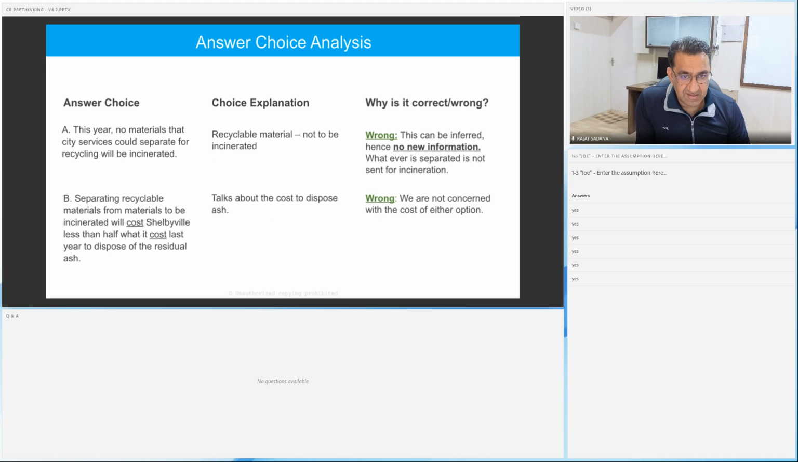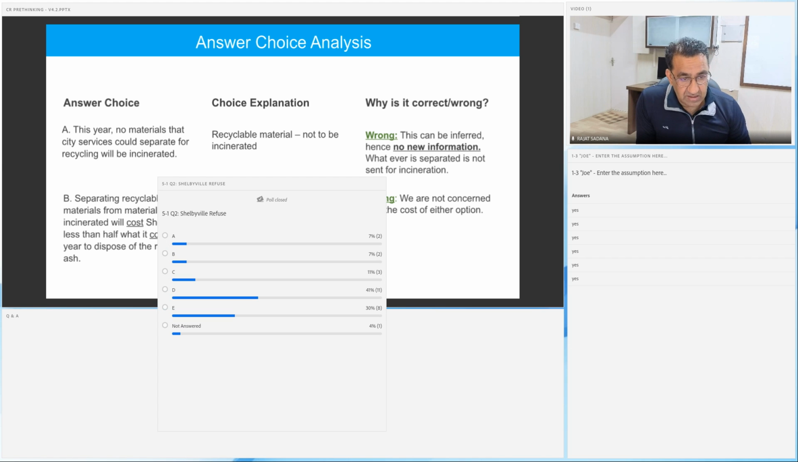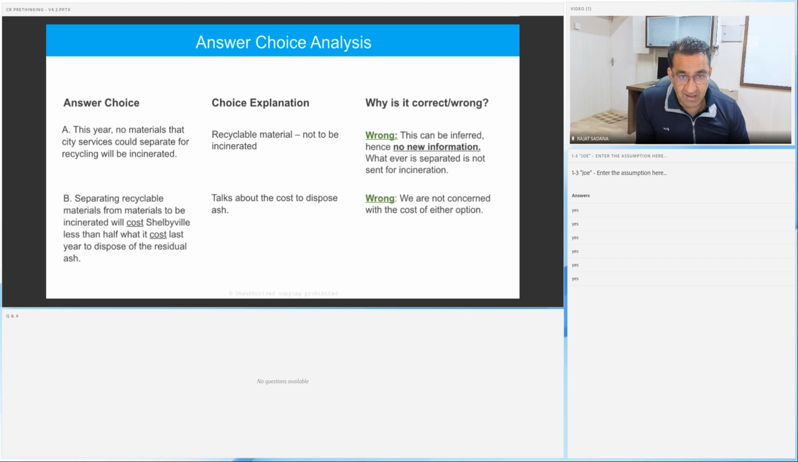So, with regards to answer choices, choice A, I'm going to show how you guys actually polled. This is how you guys polled here. 41% of you got it absolutely correct. Choice A basically says, if you separate something for recycling, you will not burn it. Is it a must be true? Absolutely. Is it required? Absolutely not. Why? Because you can already infer this from the argument.